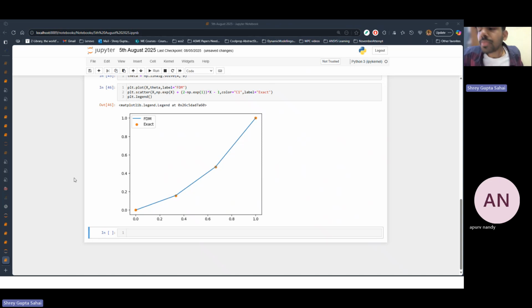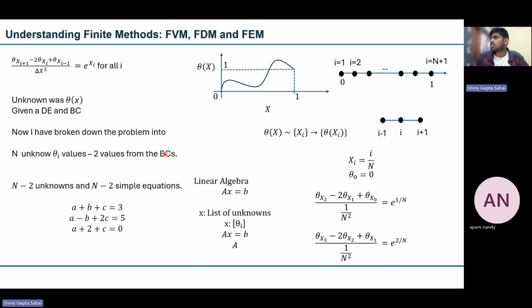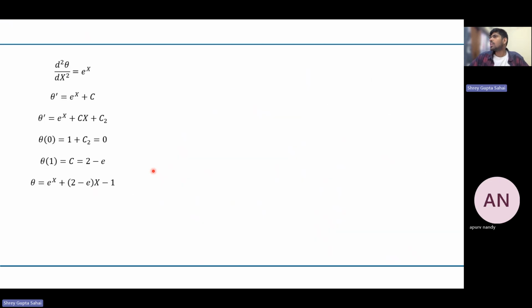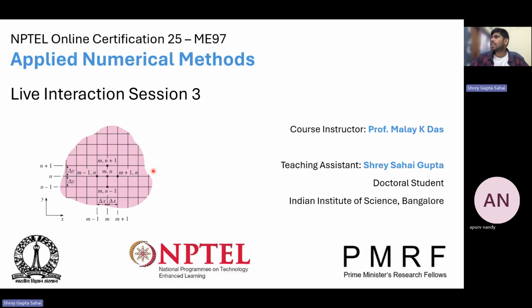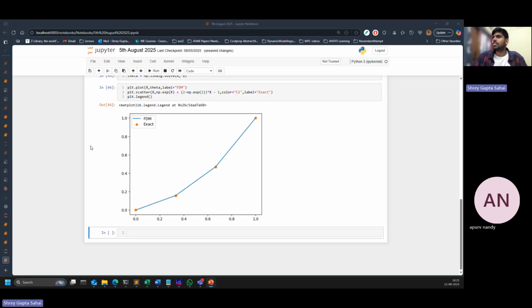Because the strength of people who have joined is not high today, let me not start with the finite element method. Let me begin with finite volume methods. That would be interesting as well.